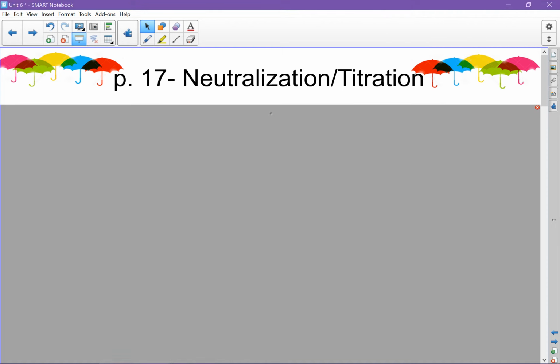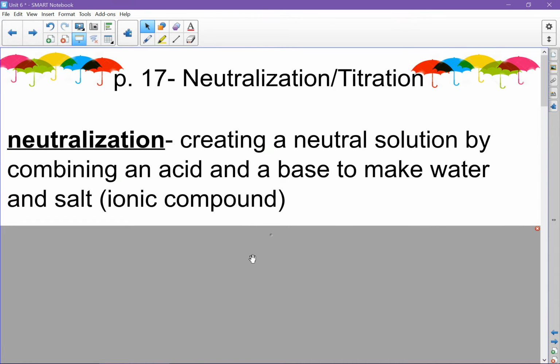So today we're going to learn about neutralization and titration. These are both words that have to do with acids and bases. So we're going to do neutralization first, and right in the word you see the word neutral, right? So right here we are literally creating a neutral solution, and the way that you do that is by combining an acid and a base. And what happens is that base and acid combine and they make water and salt.